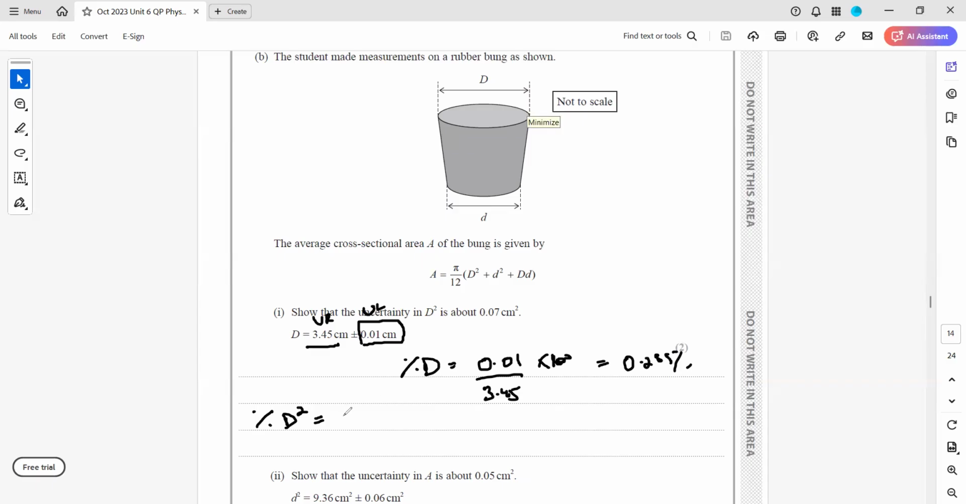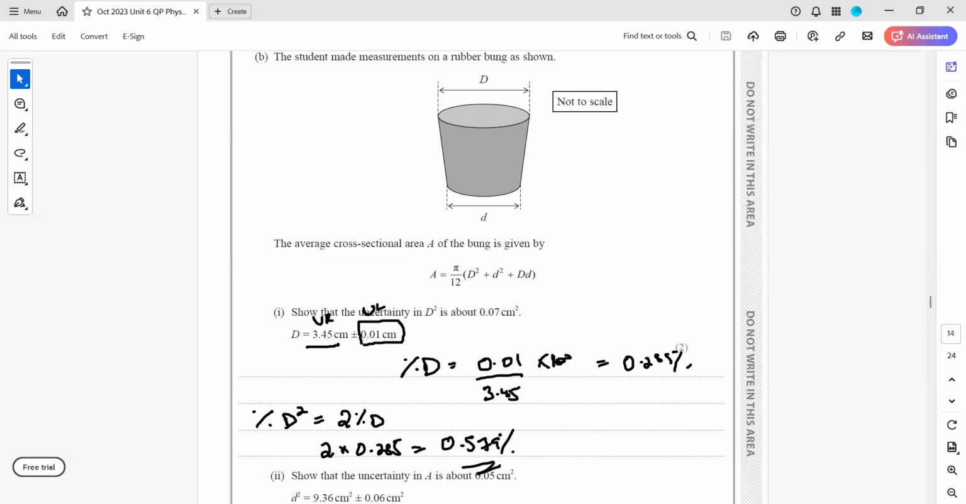So the percentage uncertainty in D square will be twice the percentage uncertainty in D. So 2 multiplied by 0.285. What is the answer? 2 multiplied by 0.285. How much is this? 0.579. So 0.579% is the percentage uncertainty in D square.